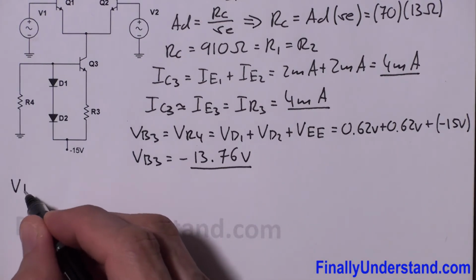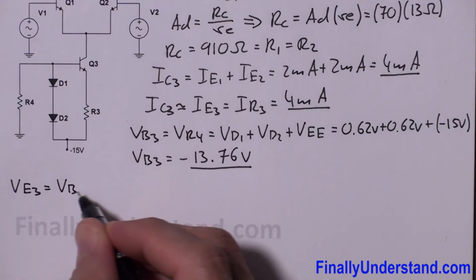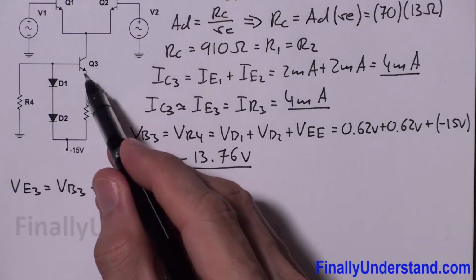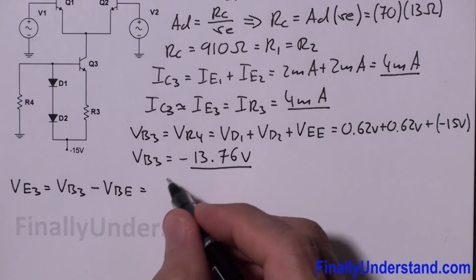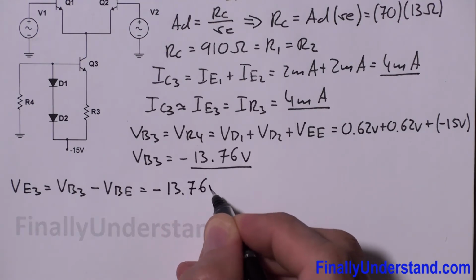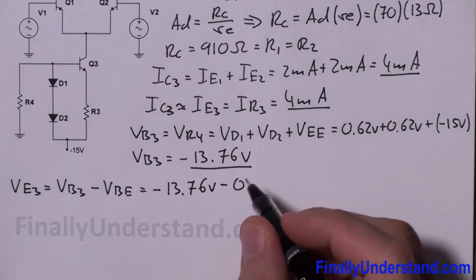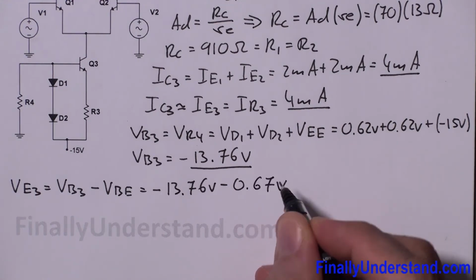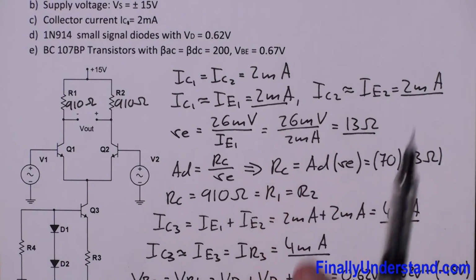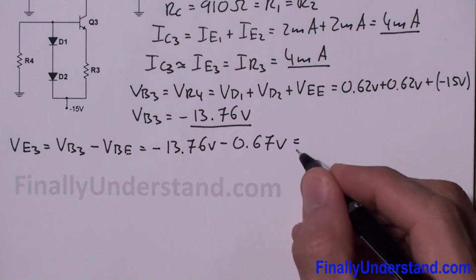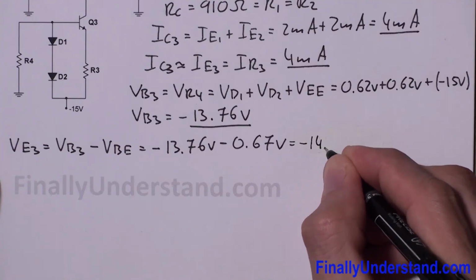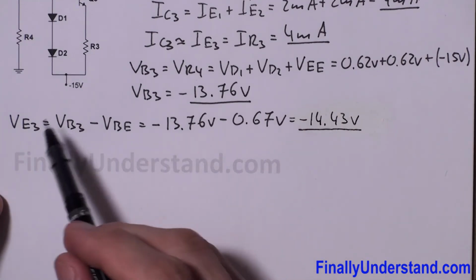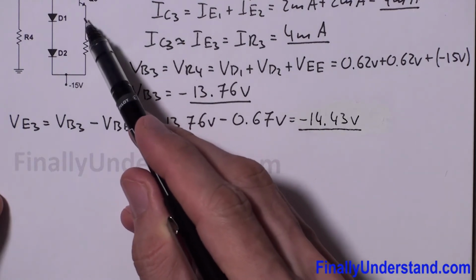Next, I have to find VE3. VE3 is equal to VB3 minus VBE. Voltage at the base minus VBE will give me VE, where VB3 we found is equal to negative 13.76 volts minus 0.67 volts. VBE is given, it is equal to 0.67 volts. So this is equal to negative 14.43 volts. So we found the voltage at the emitter of the transistor Q3.